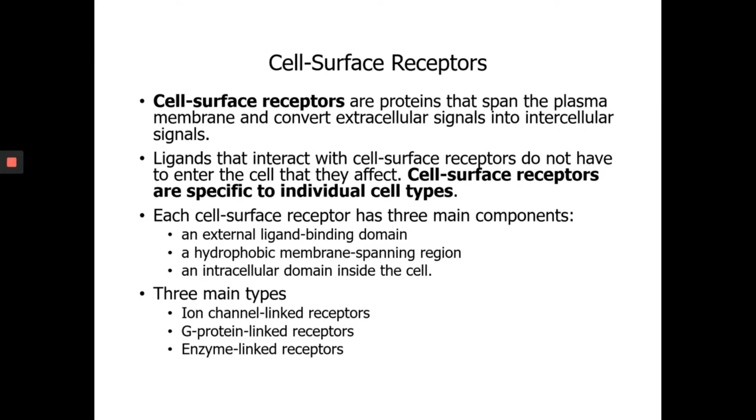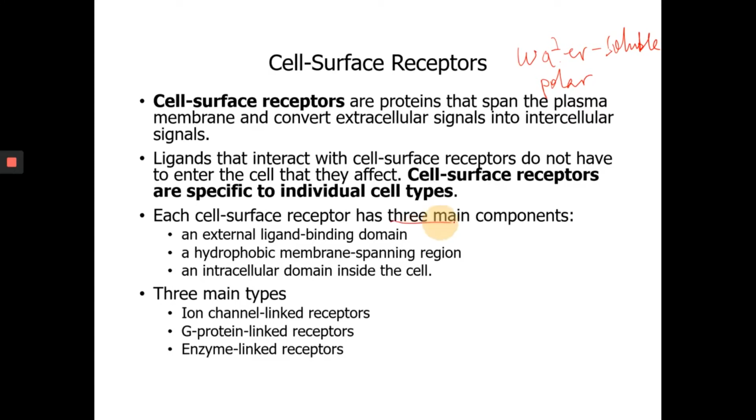Now, cell surface receptors. I keep saying this because it's very important: they bind to water-soluble polar molecules. That's because those molecules cannot cross the cell membrane very easily, so they can only bind to something on the cell surface.